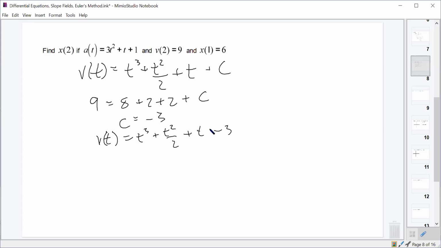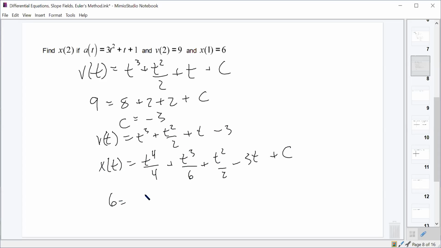And our position function then should be t to the 4th over 4 plus t cubed over 6 plus t squared over 2 minus 3t plus our constant. And we should get 6 if we plug in 1. So a 4th plus a 6th plus a half minus 3 plus our constant gives us a constant of, let's see, 9 minus a half minus a 4th minus a 6th. What does that come out to be? What'd you get? 97/12.